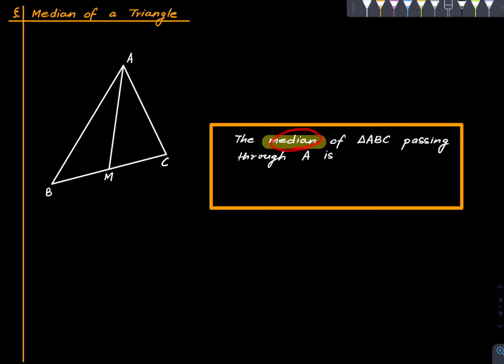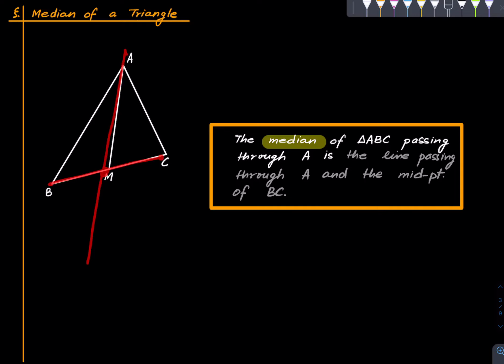So we have a triangle ABC. And the median of the triangle ABC passing through the point A is defined as the line passing through A and the midpoint of the opposite side, which is BC. So the median passing through A is the line passing through the midpoint of BC and A. Similarly, the median passing through B is the line passing through B and the midpoint of AC, and similarly for the median passing through C. So that's the definition of the median, very simple concept.